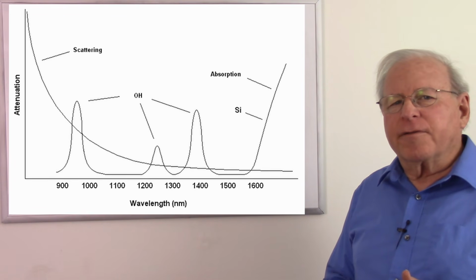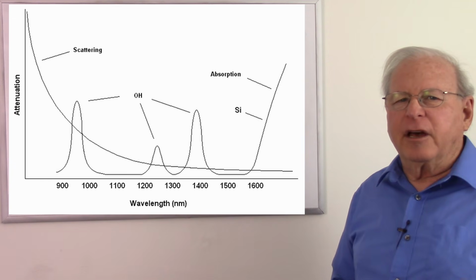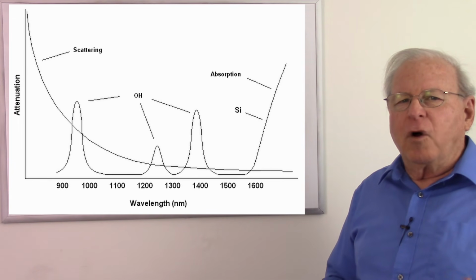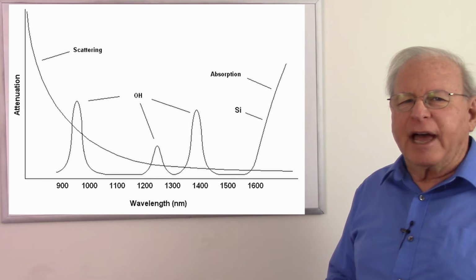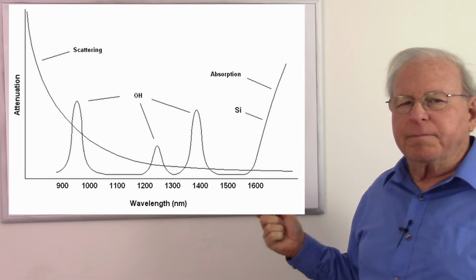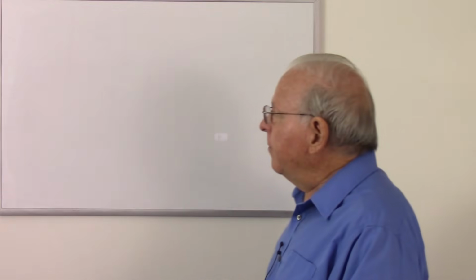And even in there are a few wavelengths we can't use because of the absorption of OH radicals. So we're only going to use those wavelengths of light that are between these absorption peaks. So let's take a look at how fiber optics operate.